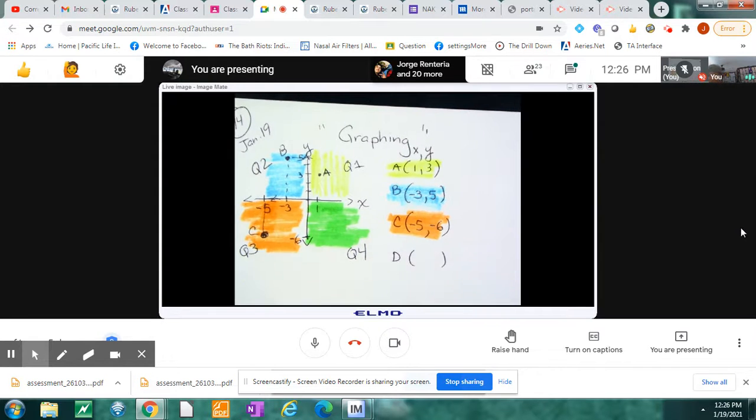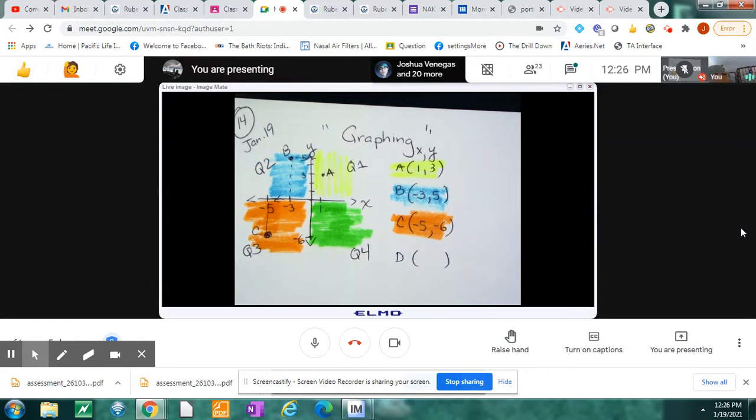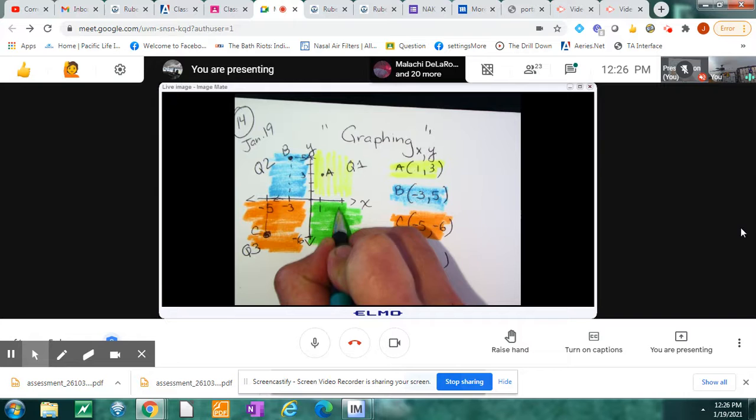So remember, the X is first. X, Y. Right? So anywhere in the green, the first number has to be what? Positive or negative? If I want to be in the green, it's going to be positive. So let's say positive 1, 2, 3. Let's say 4. Let's put 4 right there.